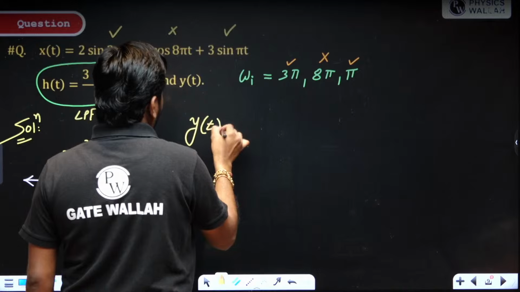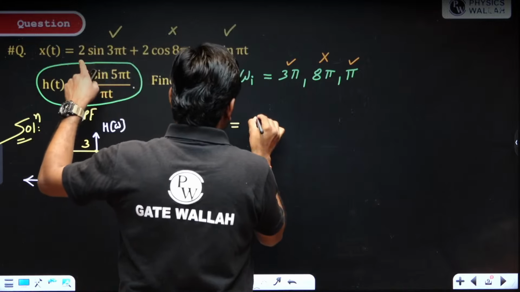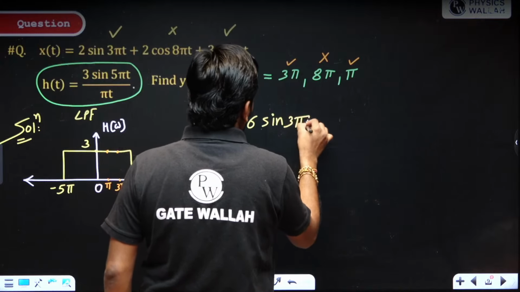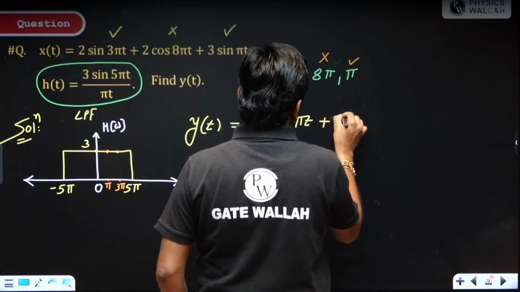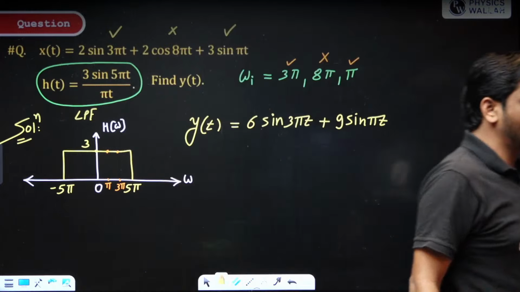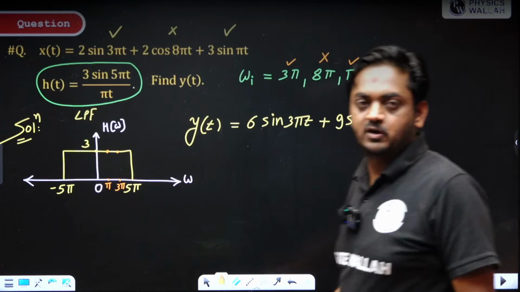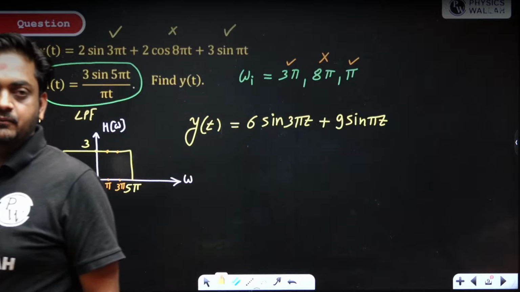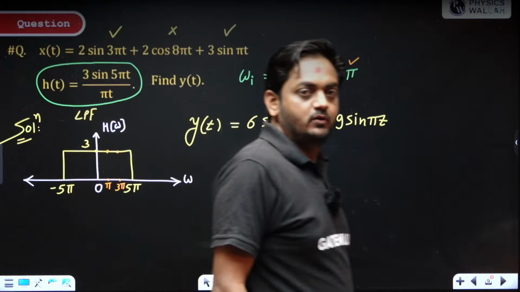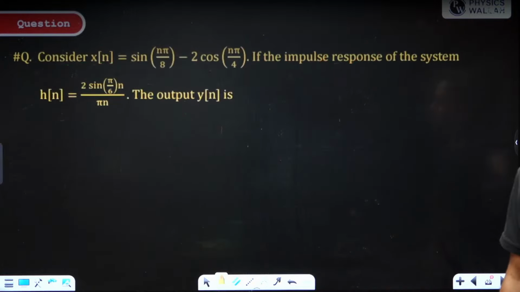So y of t equals, you have to multiply 3. So 2 into 3, it is 6 sin 3 pi t, right? Plus you have to multiply 3 here. So 9 sin pi t. In this way, they can ask the question from the low pass filter, band pass filter, also modified low pass filter also. Got it? Understood everyone? Very nice. Very good. Okay.